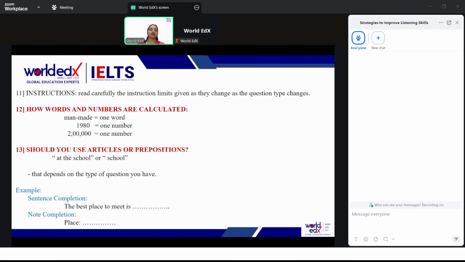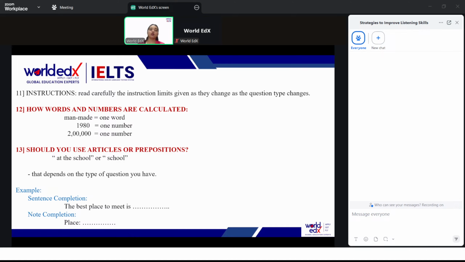All right. The next is instructions. You always have to read the instructions carefully so that you know exactly how much word count you need to follow. Sometimes the question will specify that do not write more than one word. Here, if you write two words, even if it contains the correct answer, it will be marked as incorrect. So always follow the instructions.